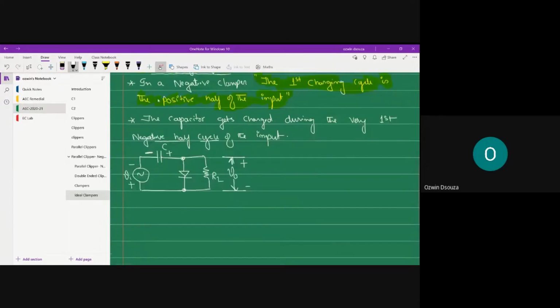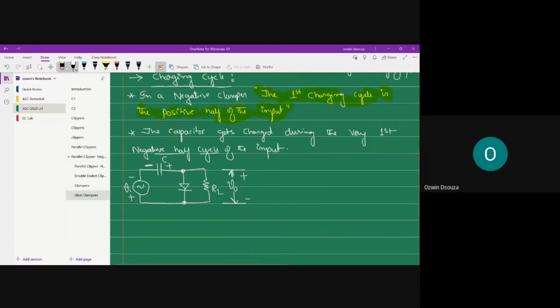I'm so sorry. Positive half cycle, right? I should have changed. Okay, positive half cycle now, because we were talking about the negative clamper. As you have told, the negative clamper charges in the positive half cycle. Positive half cycle of the input. So this is plus and the opposite side is minus. All right, so this is VC, the capacitor voltage.